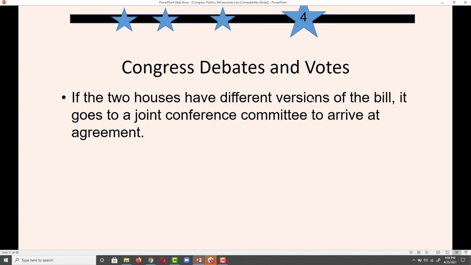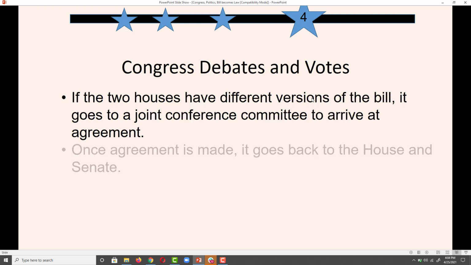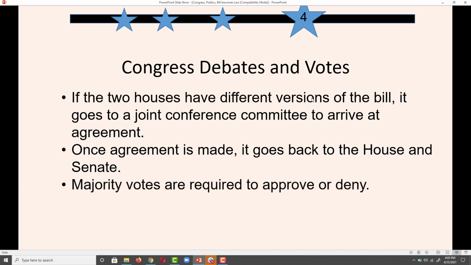All right. So if two houses, Senate and the House, have different versions of the bill, it will then go to a joint conference committee, and they will arrive at agreement. And then it goes back to the House and Senate. All right. So the joint committee will hammer out a singular bill, and that singular bill will go back to the House, and it will go back to the Senate, and they will vote to pass, or maybe amend, or maybe it just sits and dies, like William. And again, majority votes are required to either approve or deny the bill.